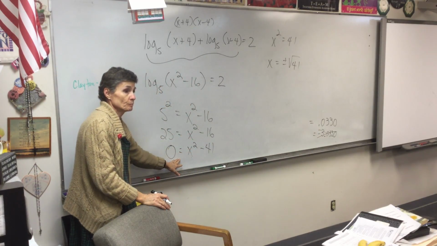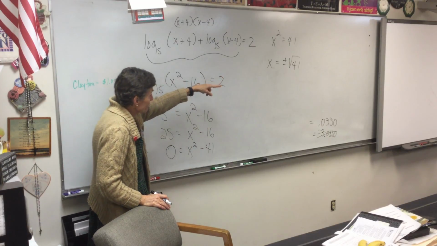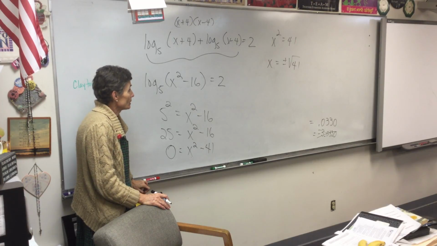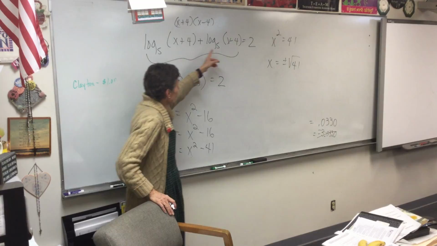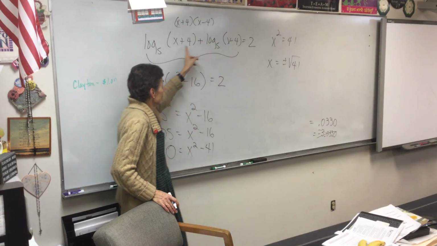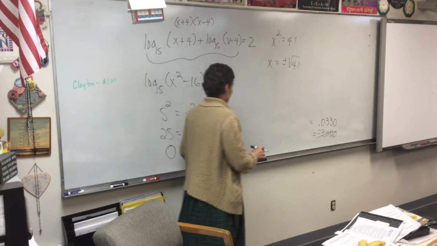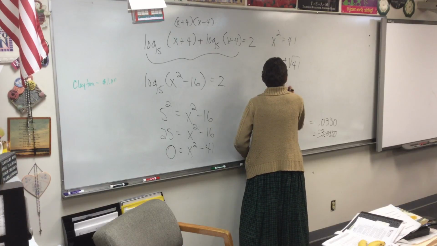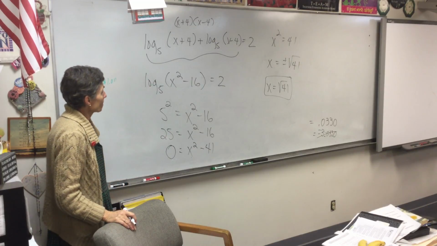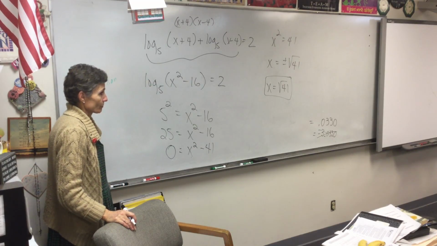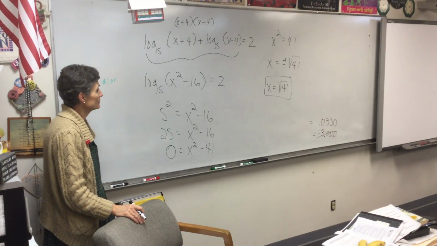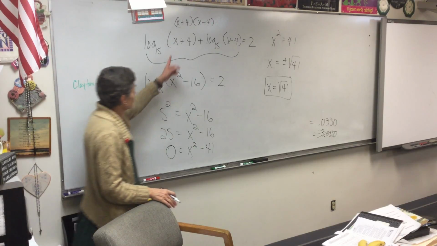I'm gonna add that 41 to the other side and take the square root. Is that legal? Can I do that? Now go back to the original problem. Could you put a negative root 41 in here? No. You could put a positive root 41, but not a negative. So your only answer is root 41. If you're unsure, you can type that in on your calculator and get a decimal at 6 point something. So 6 point something would be okay.